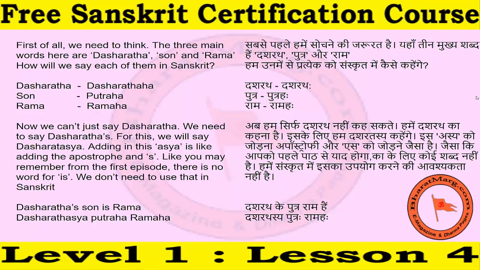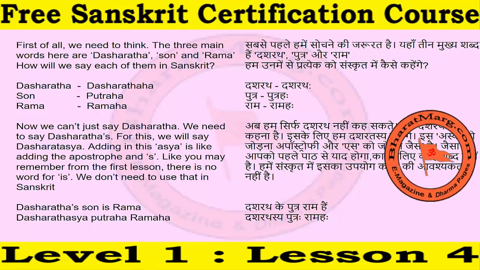Now we can't just say Dasharatha. We need to say Dasharatas. For this we will say Dasharatasya. Adding in this asya is like adding the apostrophe and s. Like you may remember from the first lesson, there is no word for is. We don't need to use that in Sanskrit. Dasharatha's son is Rama. Dasharatasya putraha Ramaha.